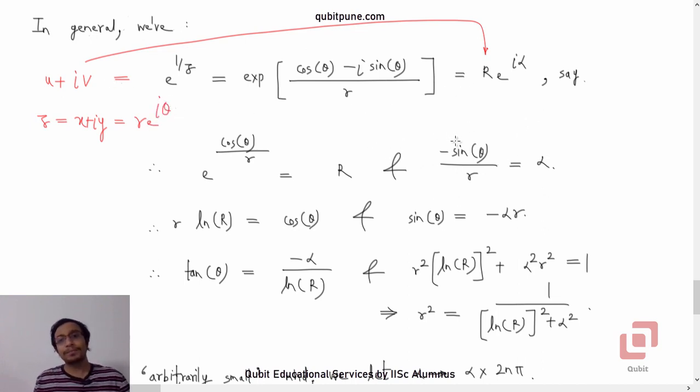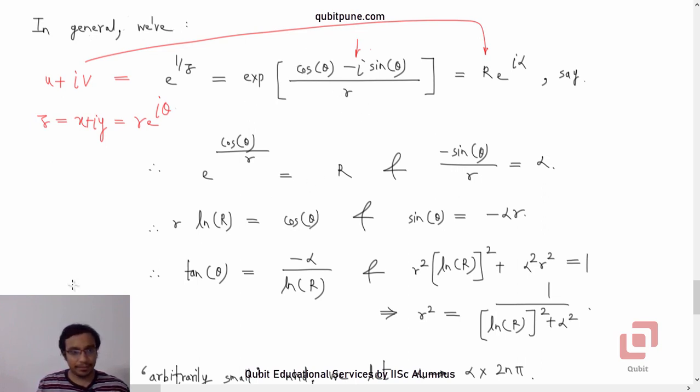Now is it possible to find R and alpha? Of course we can. So write e to the power 1 upon z as e to the power 1 upon r e to the power i theta. When that e to the power i theta goes to the numerator it becomes e to the power minus i theta. Now what can you say about the modulus of this result? The modulus is going to be e to the power cos theta upon r.